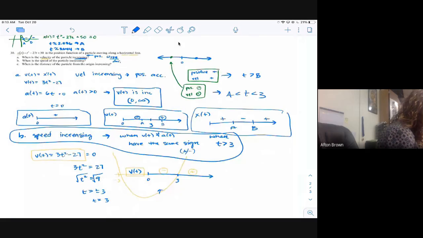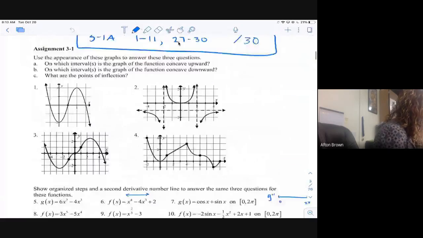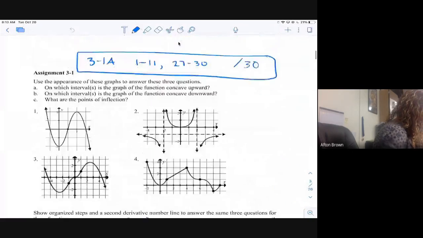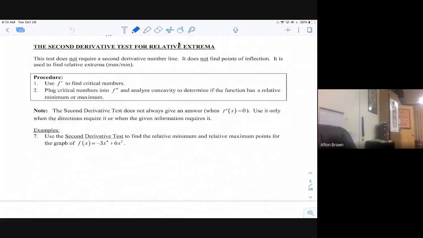Okay, that one was definitely challenging. Okay, I want to go on. This next thing will be pretty quick. What we have to cover today is what's called the second derivative test. Students often think what we've been doing is the second derivative test. Up to this point, we've used the second derivative to determine concavity and points of inflection. The actual test that they refer to as the second derivative test is to find extrema.